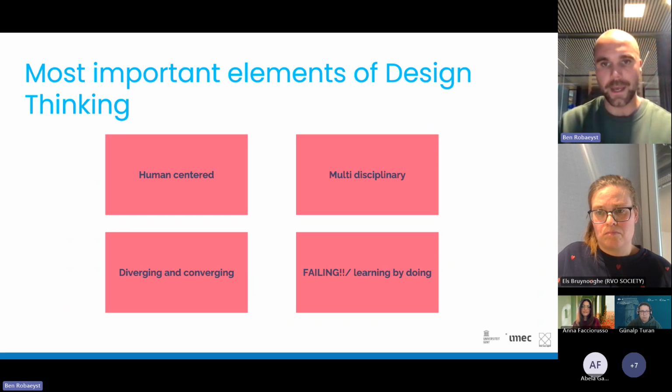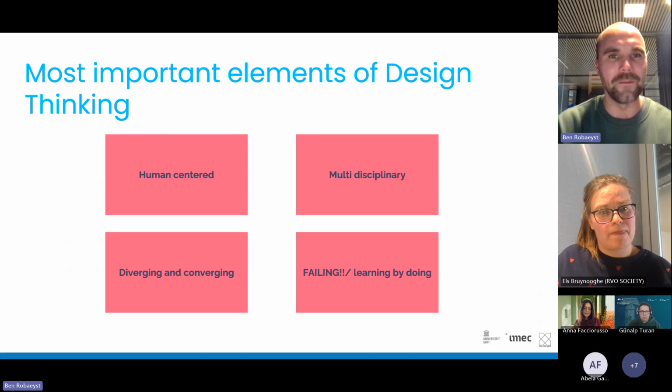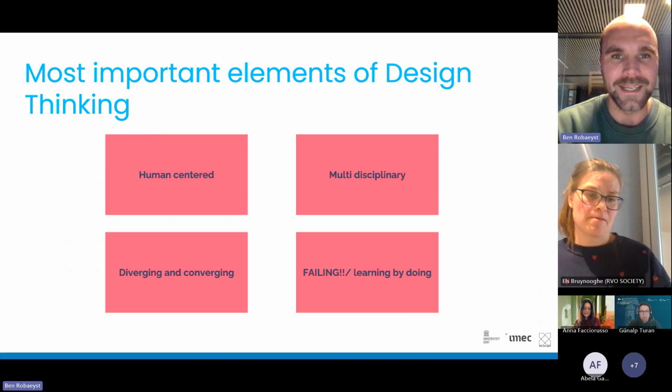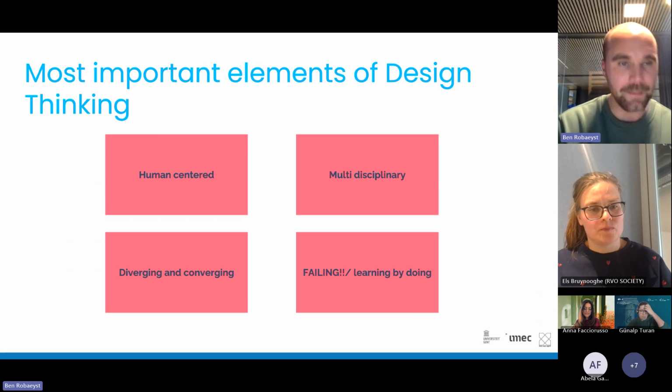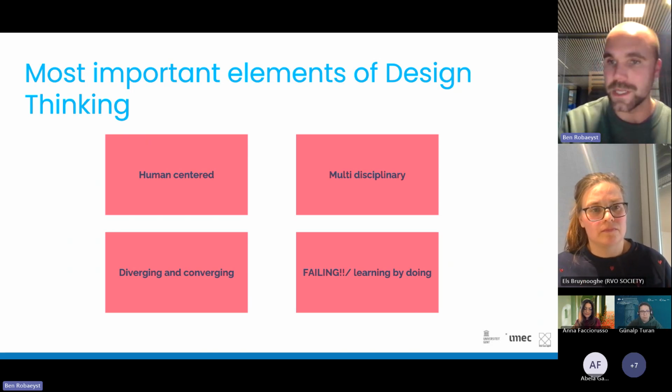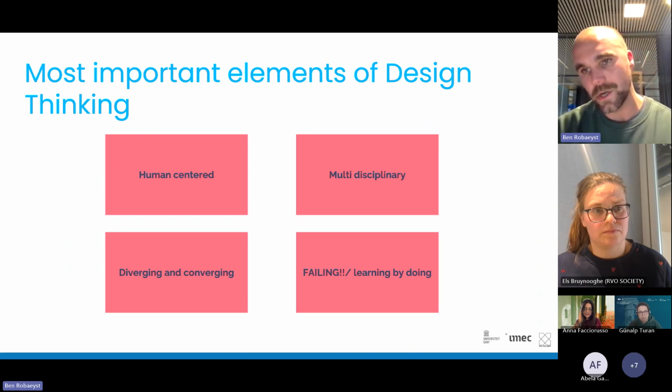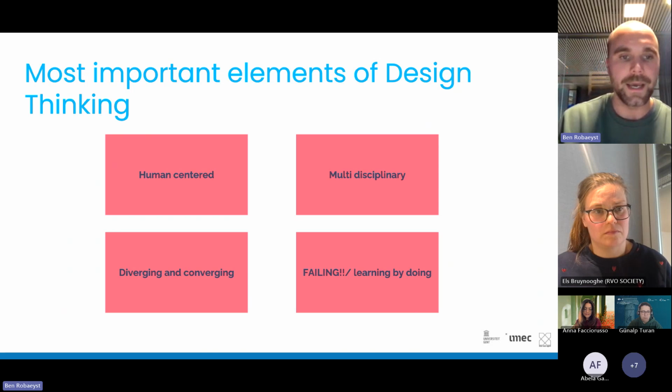So to wrap this up, this is a really basic form of design thinking, which can be applied in lots of different ways. But the most important elements of design thinking are, first, it's human-centered. So you try to work with the end user, the people who experience the problems themselves, as much as you can. It is multidisciplinary. So you try to collaborate with different profiles, with people with different expertises, with different talents.